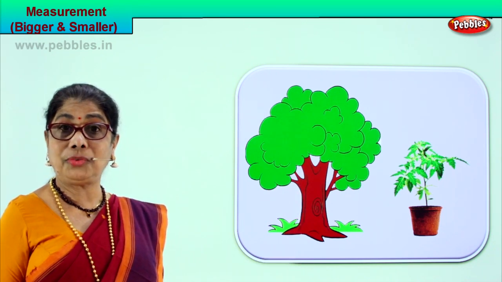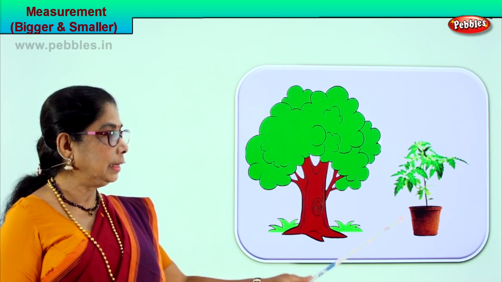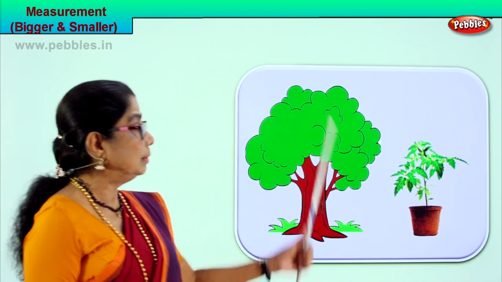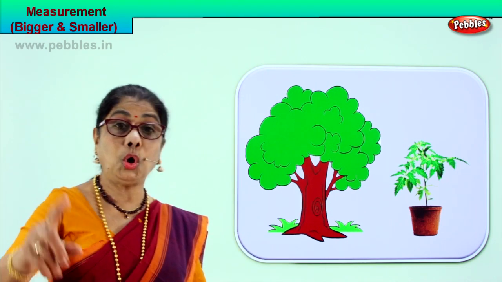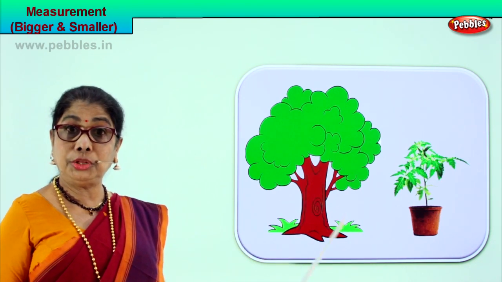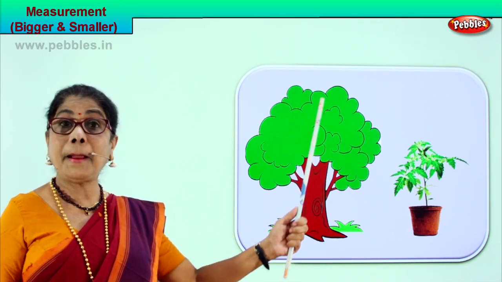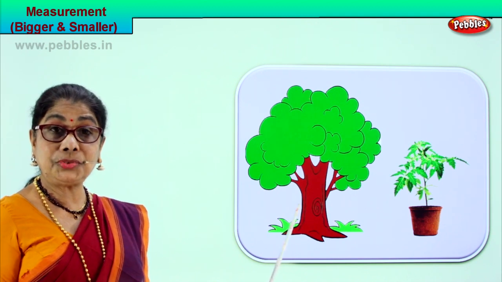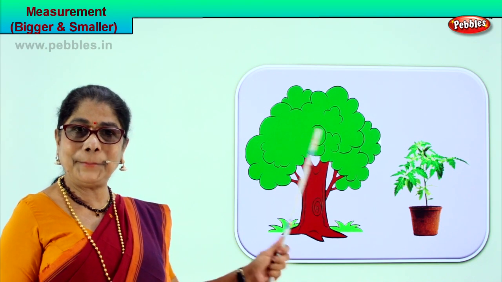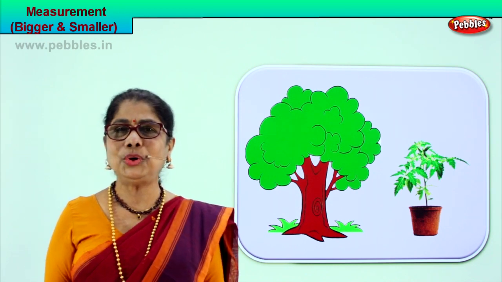This is a big tree. So we say this tree is bigger than this plant or this tree. This is the neem tree, tomato tree. This tree is bigger than this, or you say this plant is smaller than this tree. This plant is smaller than the big tree. This tree is bigger than this plant. Yes, bigger, smaller. Good. Shall we go to another picture?